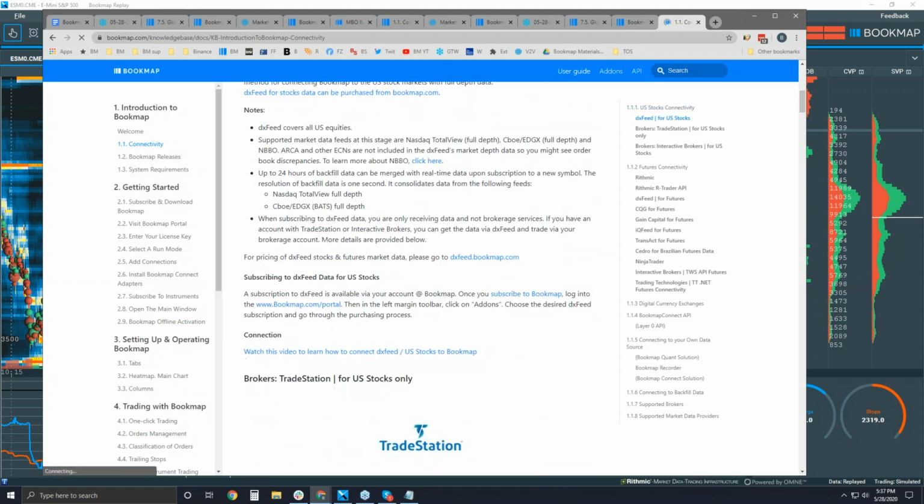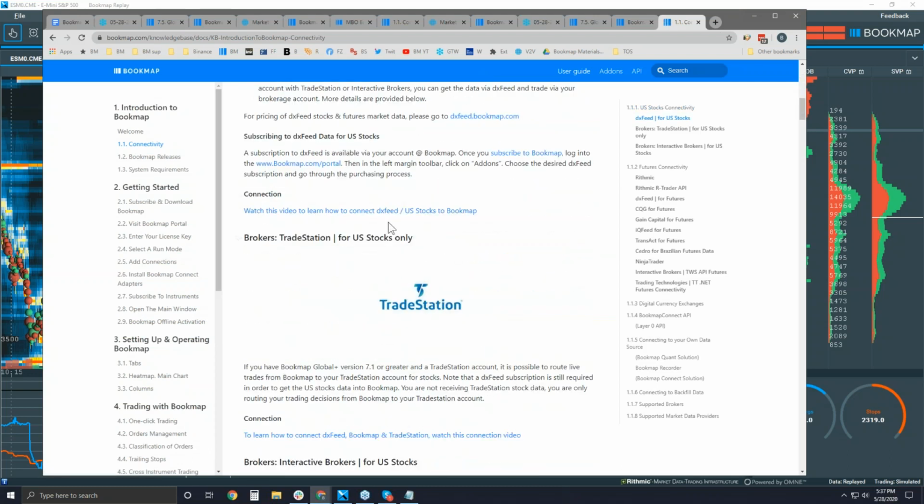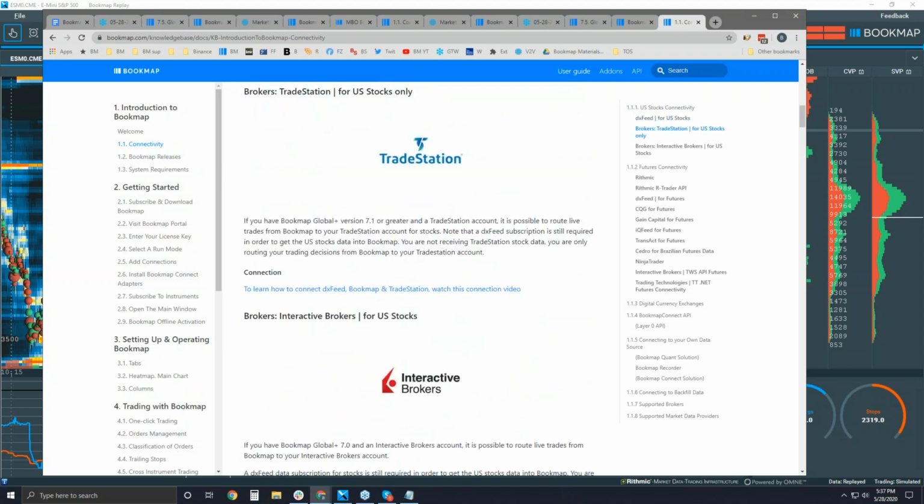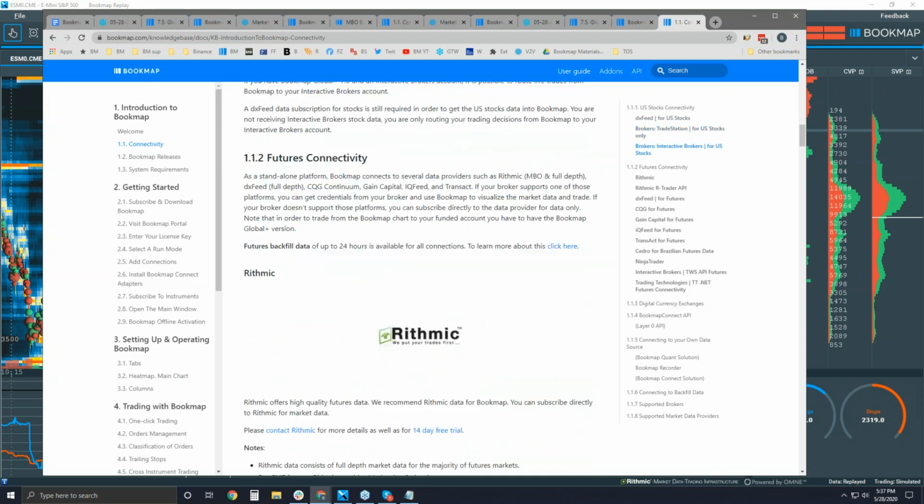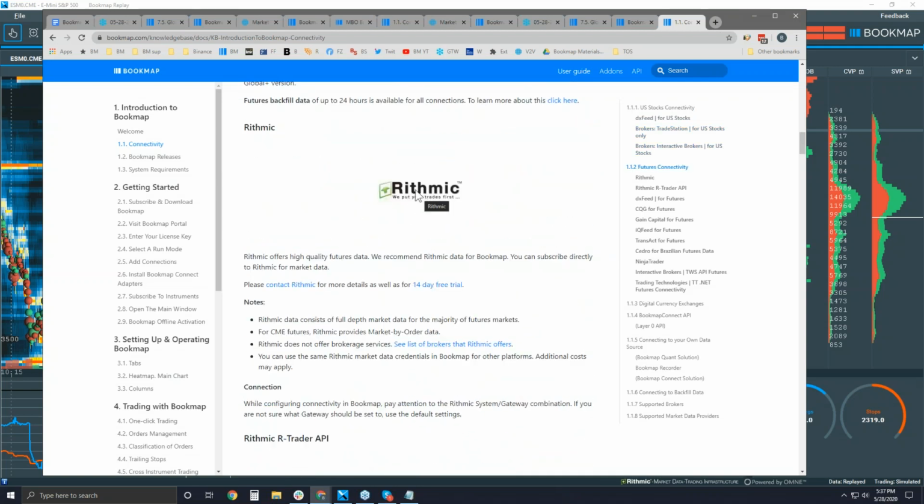So what you need again for this specific SI tracker to operate within your Bookmap, you need just Bookmap Global or Global Plus, it doesn't matter. But then you also need Rhythmic data, and it needs to be with CME products. And of course, you need the MBO bundle indicator.